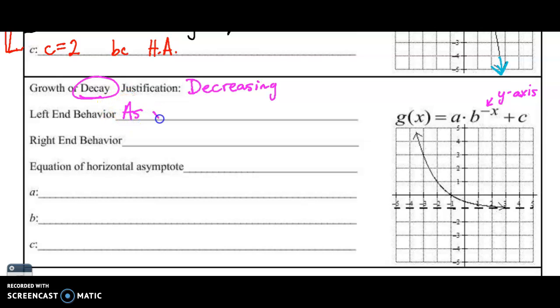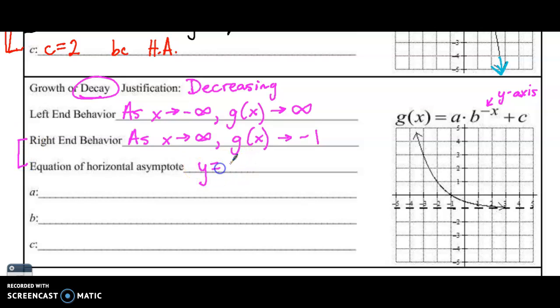So as your left end behavior, I want to see this as x goes to negative infinity. G of x, that's what this graph is named, is going infinitely up. And then the right end behavior is as x goes to positive infinity. G of x, well, this time it's getting closer and closer to the horizontal asymptote, which is negative 1. So now this time the right end behavior is the equation of your asymptote, y equals negative 1, and that's your indicator for your c value. That c equals negative 1. Again, a quick reason, because the horizontal asymptote is at y equals negative 1.